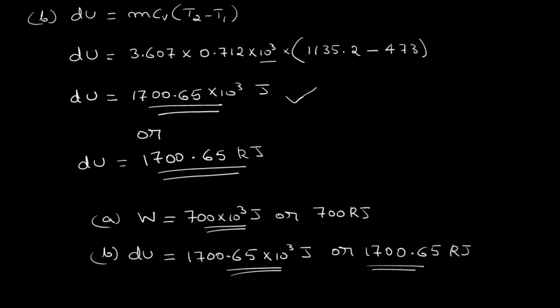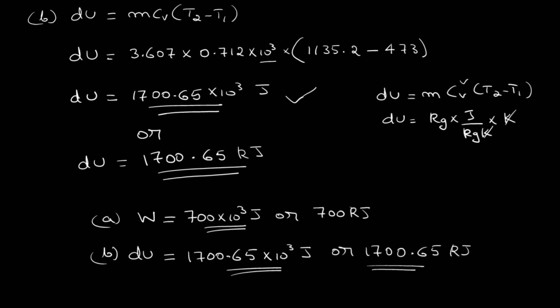At any point if you don't know the unit of dU, simply write down the formula, that is dU is equal to mCv into T2 minus T1. dU equals mass of the gas in terms of kg, multiplied by the unit of Cv, that is joule per kg Kelvin, multiplied by the difference in temperature, it is always Kelvin, right? So here Kelvin and Kelvin cancel, kg and kg cancel, remaining is joule. So the unit of change in internal energy is measured in joule. I hope this is clear.